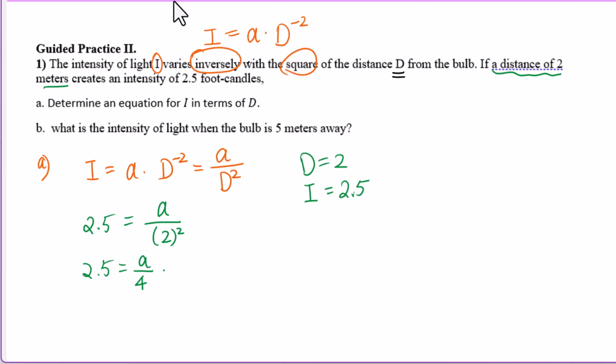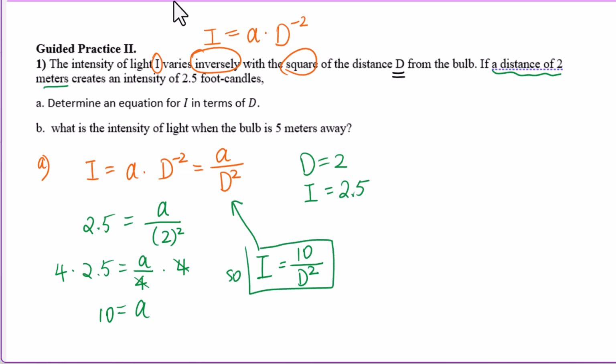Since this is an easy equation, we can solve by hand. Times 4 both sides. A equals 10. Do not forget to plug in back. So I equals 10 over d squared. This is the solution to A. For B, what's the intensity of light when the bulb is 5 meters away?